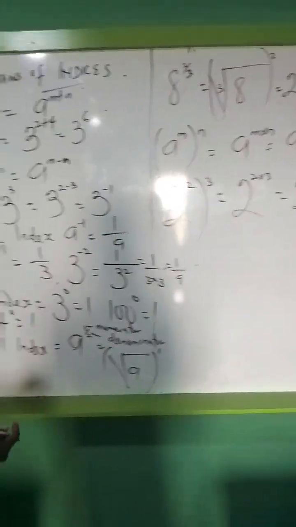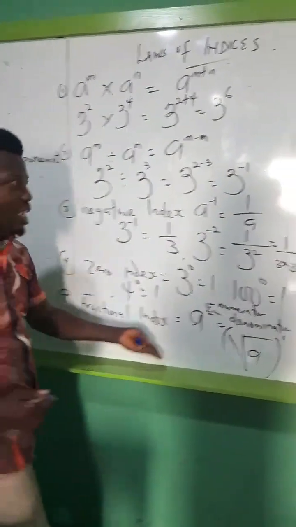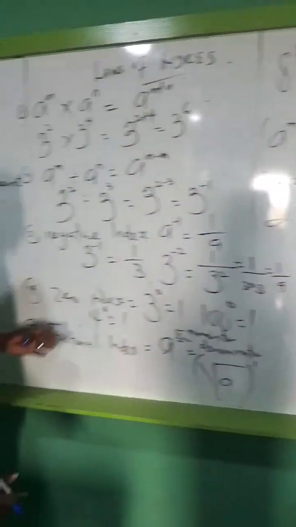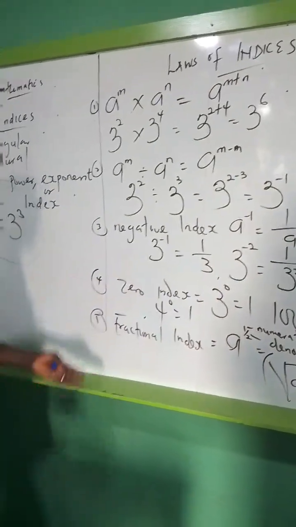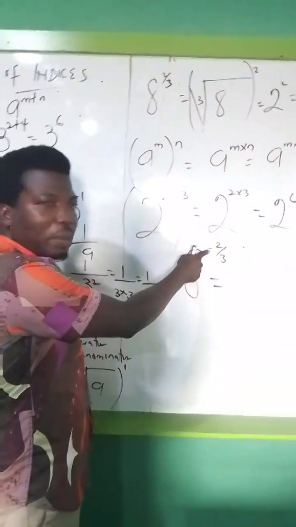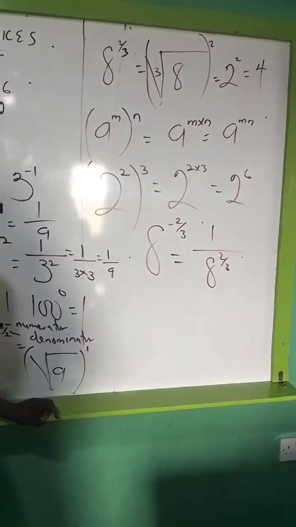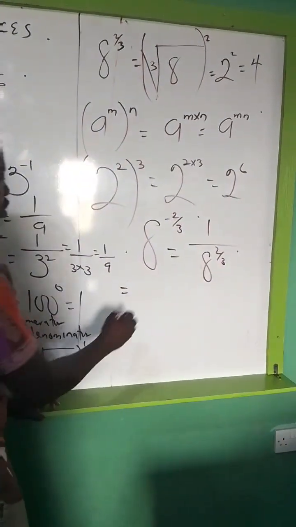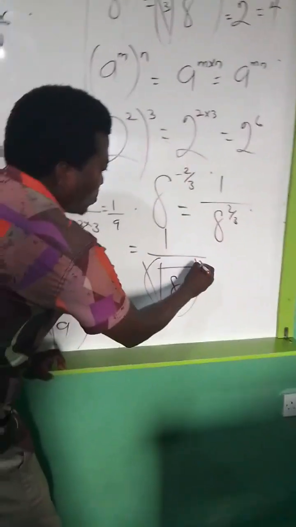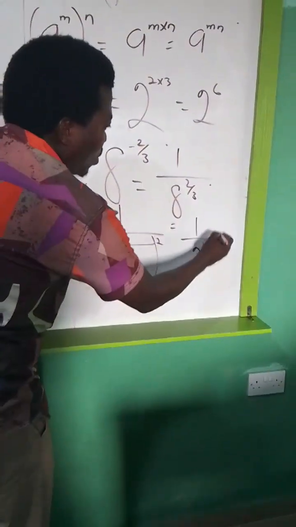We can incorporate the negative index with the fractional index. I can say negative fractional index. If I have 8 raised to the power minus 2 over 3, you see, it's a combination of the negative and the fractional index. What we are going to do here is, because of this minus first, you apply it as 1 over 8 raised to the power 2 over 3. Then you can now begin to solve. Equals 1 over the cube root of 8 raised to the power of 2. That is 1 over, the cube root of 8 is 2, raised to the power of 2, and that equals 1 over 4.